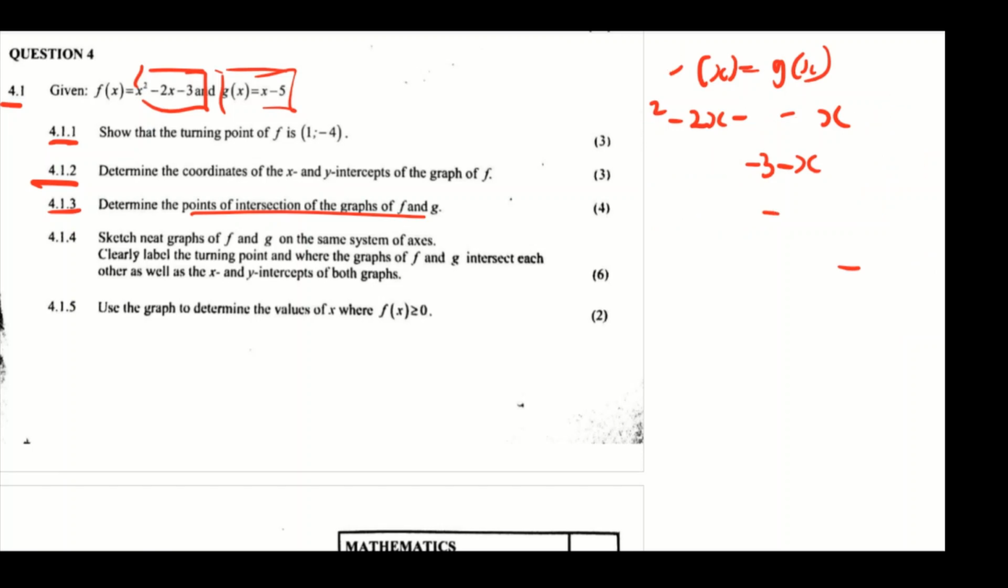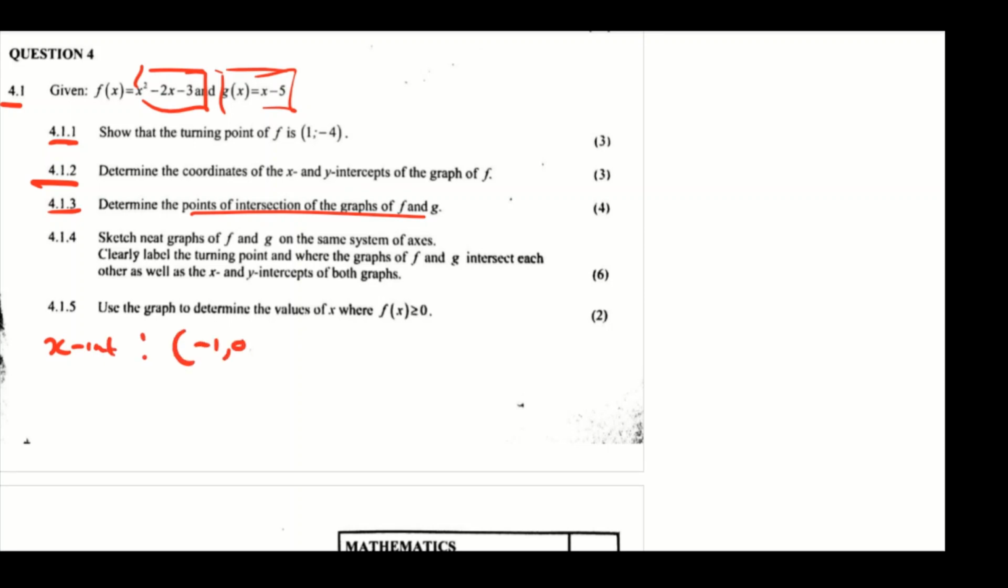Anyways, let's get down to 4.1.4, where we are asked to sketch these graphs and show all the points, right? So you can write down all the points. Let me just write them down here so that we see. First, I'm gonna write down the x-intercepts, right? The coordinates of your x-intercept, we have minus 1 and 0. We also have 3 and 0, and your y-intercepts, you have your 0 and minus 3, right?